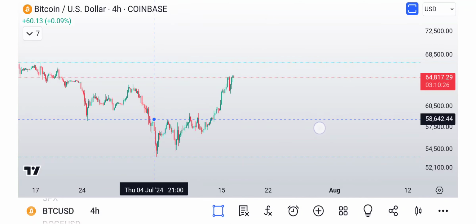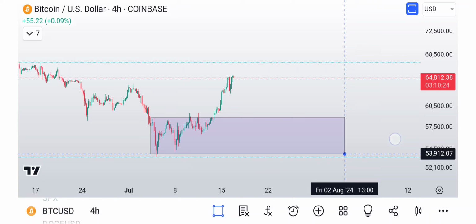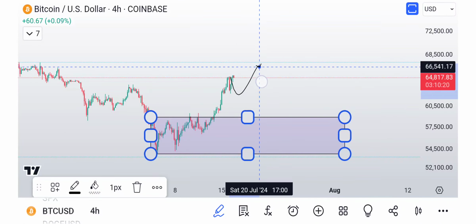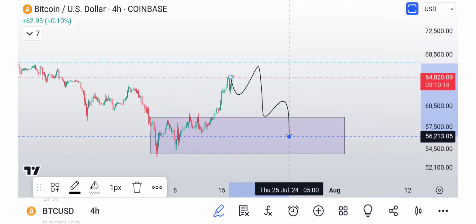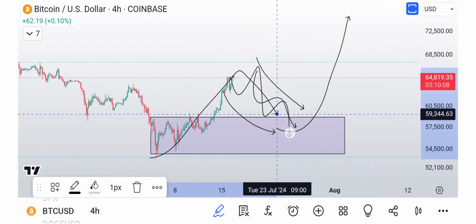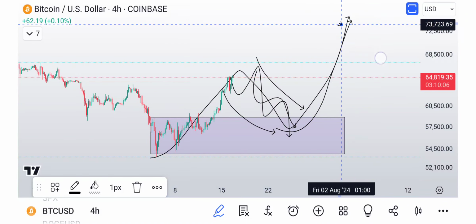So let me just put this zone right here. We could literally come all the way back down here, right? We're at 64K. Imagine going to 56K. Everybody's bearish. Look, it's selling off, but it's actually just a pullback before we go higher, right? We have a wave 1, wave 2, then we go into wave 3, 4, and 5.